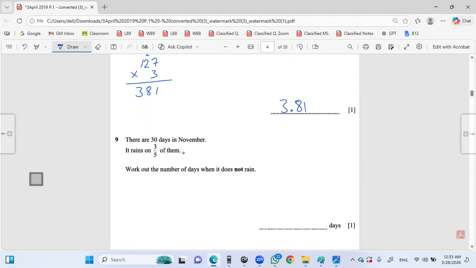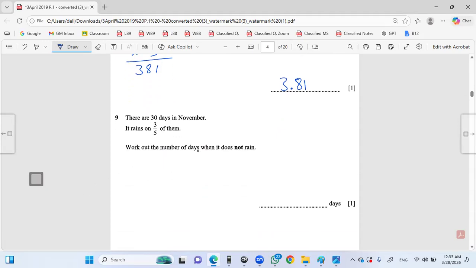There are 30 days in November. It rains on 3/5 of them. Work out the number of days when it does not rain. So you either find 3/5 of 30 and the rest of the days it doesn't rain, or you just find the 2/5 of 30. Oh, mister, they want the 3/5. No, they don't want 3/5. They want the rest. This is 3/5 rains. They want doesn't rain. So the rest of the 3/5 is 2 over 5.